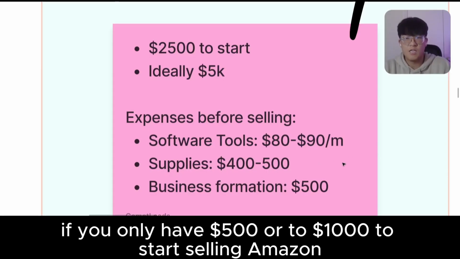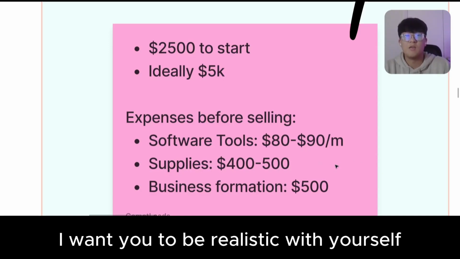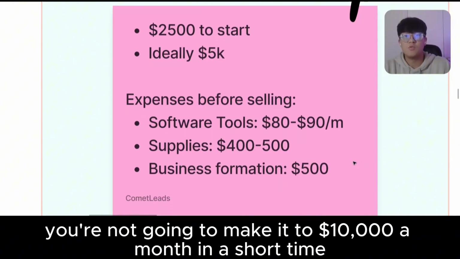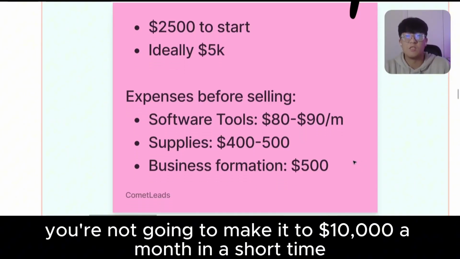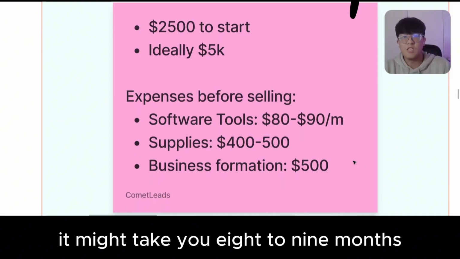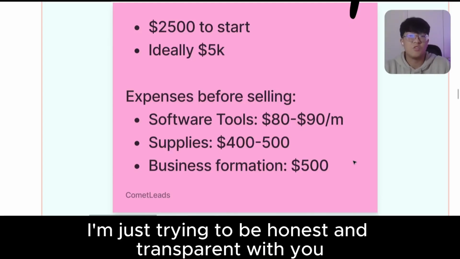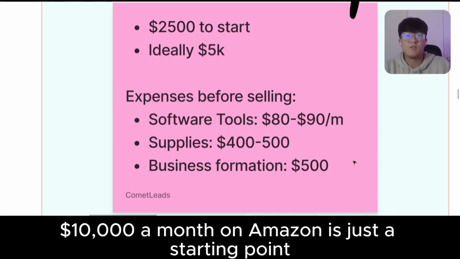If you only have $500 to $1,000 to start selling on Amazon, I want you to be realistic with yourself, because with that kind of money, you're not going to make it to $10,000 a month in a short time. It might take you 8 to 9 months, working your ass off, to get to $10,000 a month in sales. I'm just trying to be honest and transparent with you. $10,000 a month on Amazon is just a starting point.